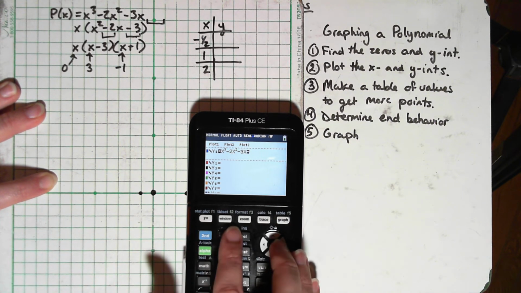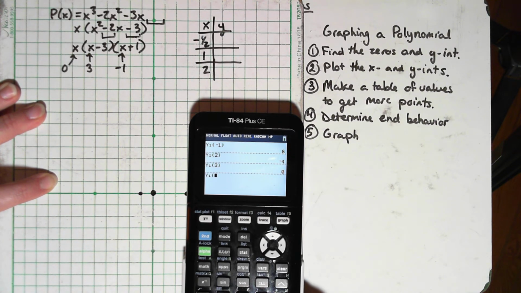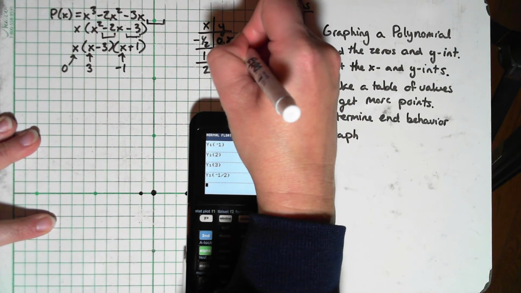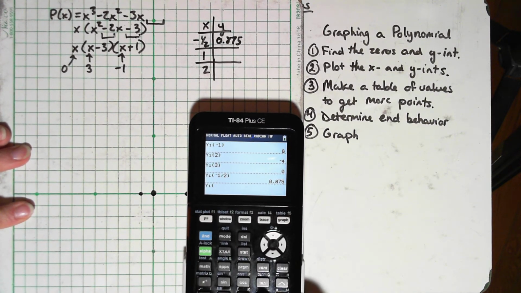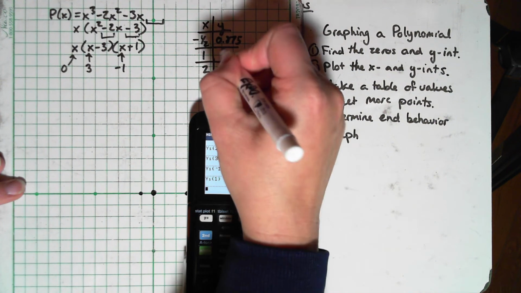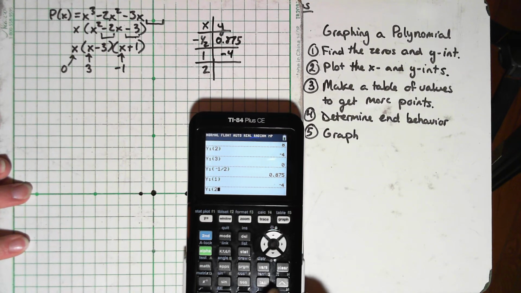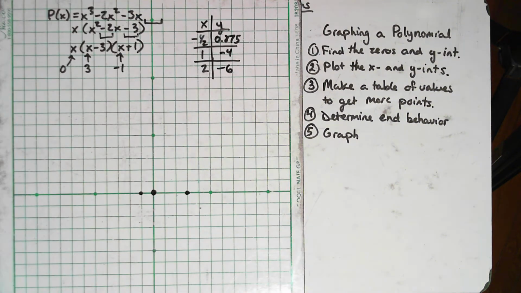And then we're going to quit out of this. I'm going to hit alpha and trace. I'm going to do y1, and then I need parentheses. You have to do parentheses. And I have negative 1/2 here. So I did negative 1 divided by 2, and I got 0.875. Okay, now I'll do the same thing. So alpha trace y1 of 1. Oops, I missed the 1 there. And that's negative 4. And I'll do y1 of 2. And that's negative 6.